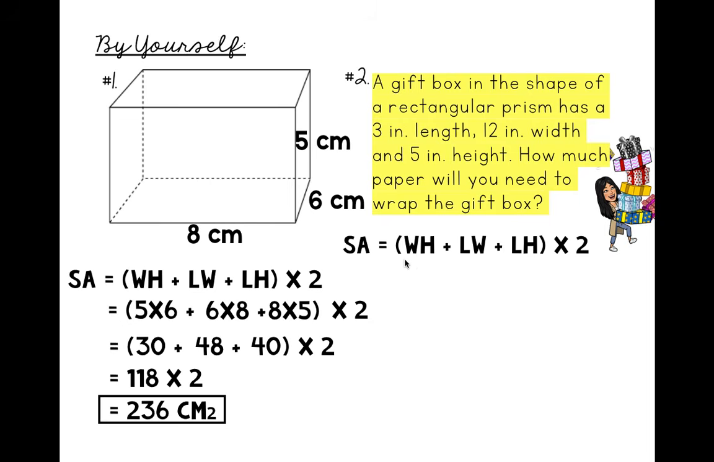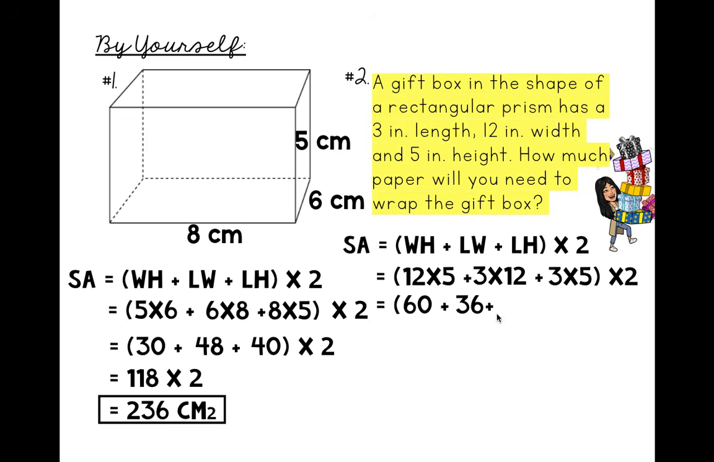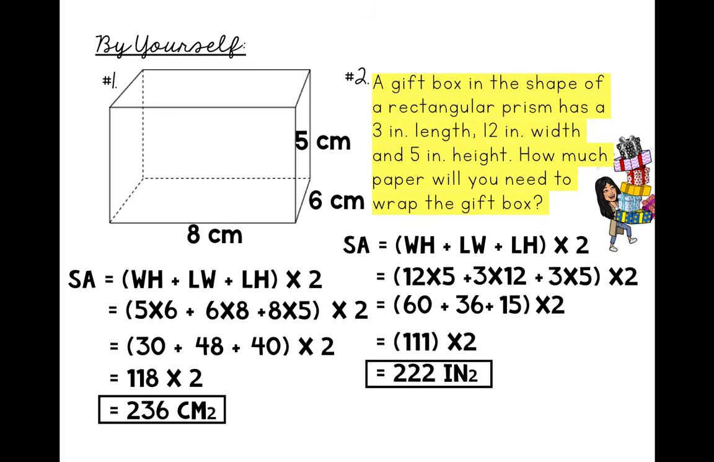Start with width times height. Okay, so width times height, we're going to have 12 times 5. Then length times width, so 3 times 12. And then length times height, which is 3 times 5. Then we have times 2. So 12 times 5 is 60. 3 times 12 is 36, plus 3 times 5, which is 15, times 2. 60 plus 36 plus 15 equals 111, times 2, which equals 222 inches squared.